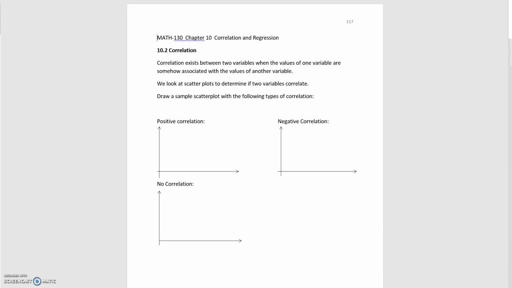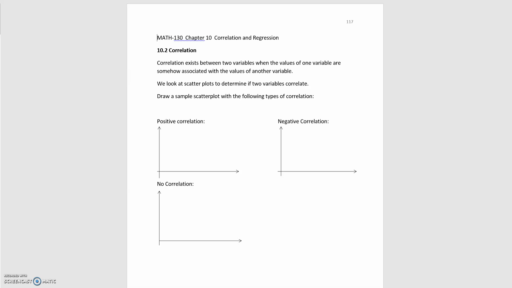So when we're talking about correlation or regression, we're talking about data points that have two variables, and we plot them on an x and a y axis. So whatever our first data set is, that's normally along our x-axis, and our second data set goes along our y-axis. And so we plot them just like you would plot points in other classes.